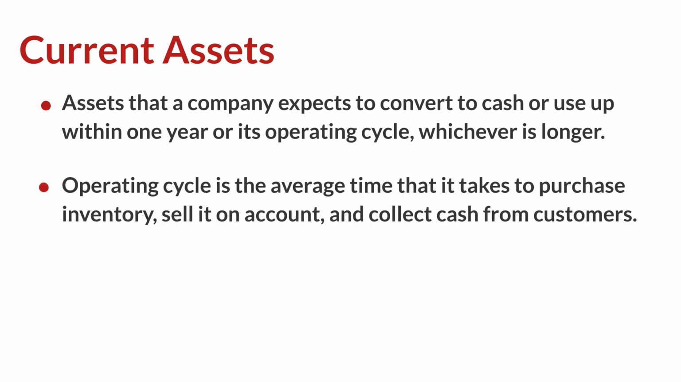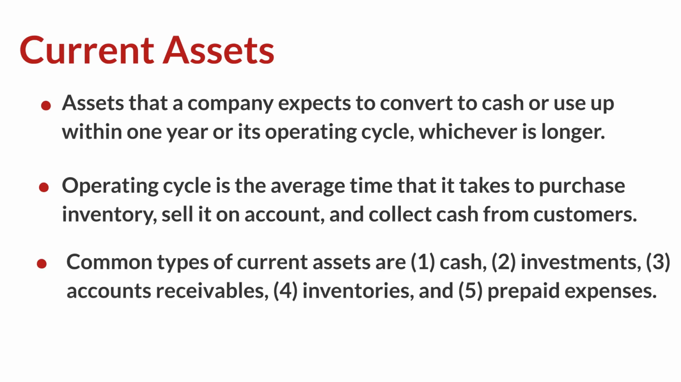The operating cycle of a company is the average time that it takes to purchase inventory, sell it on account, and then collect cash from customers. For most businesses, this cycle takes less than a year, so they use a 1-year cutoff. But for some businesses, such as an airplane manufacturer, this period may be longer than 1 year. We will assume that companies use 1 year to determine whether an asset or a liability is current or long-term.